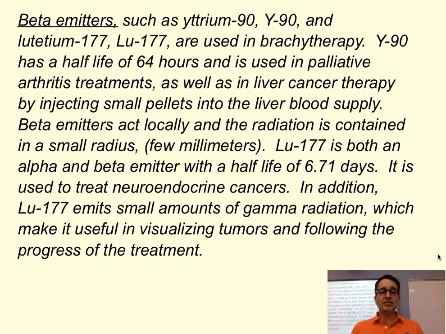All right. Another type of radiation that we use significantly in nuclear medicine is going to be beta emitters such as yttrium-90 and lutetium-177. Both of them are used in internal radiotherapy, or brachytherapy, and they have relatively short half-lives. Yttrium-90 has a half-life of 64 hours, just a little bit under 3 days, and lutetium has a half-life of about 6.7, 6.71 to be exact, days.